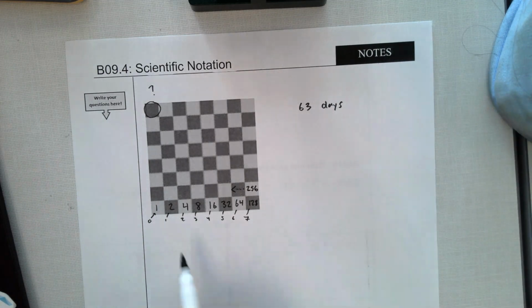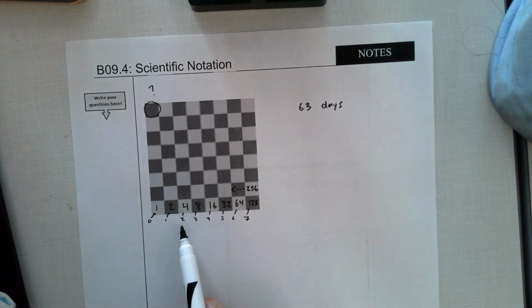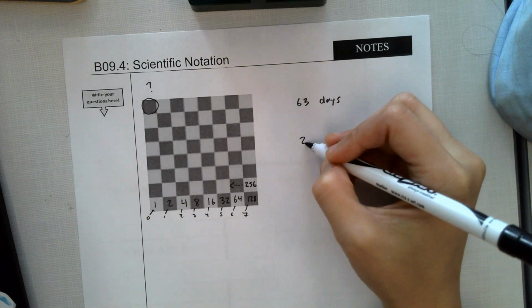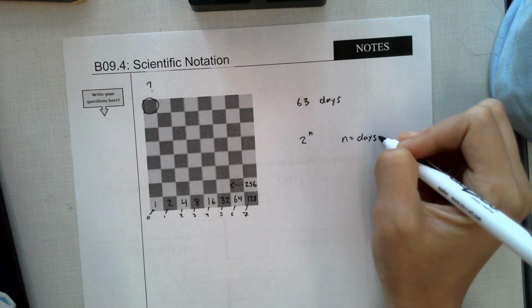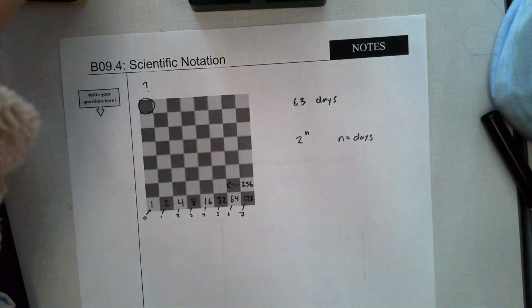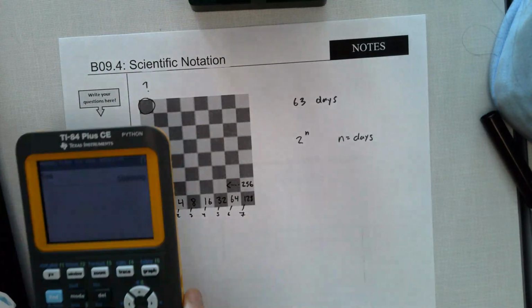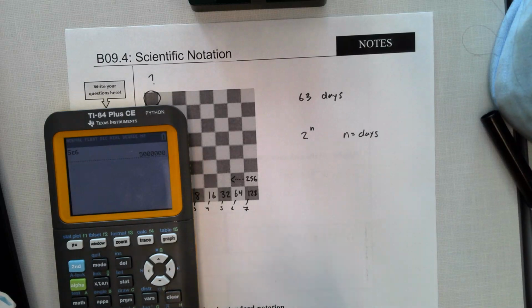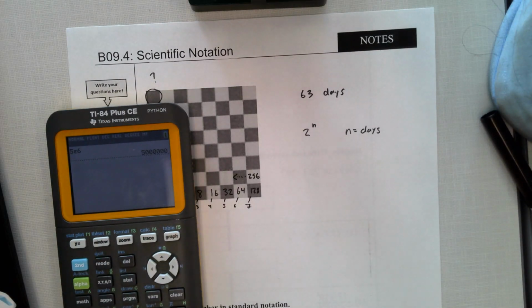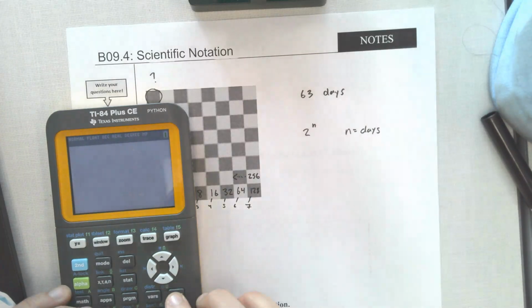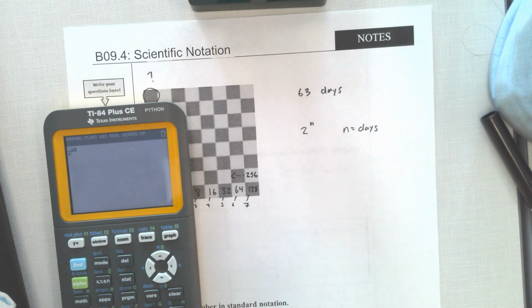And if we notice, there's a pattern. We're doubling it, so we actually have 2 to the n, where n equals days. You can try to figure this out, you could pause it, or we could look on the calculator. So we have 2 to the power of 63.